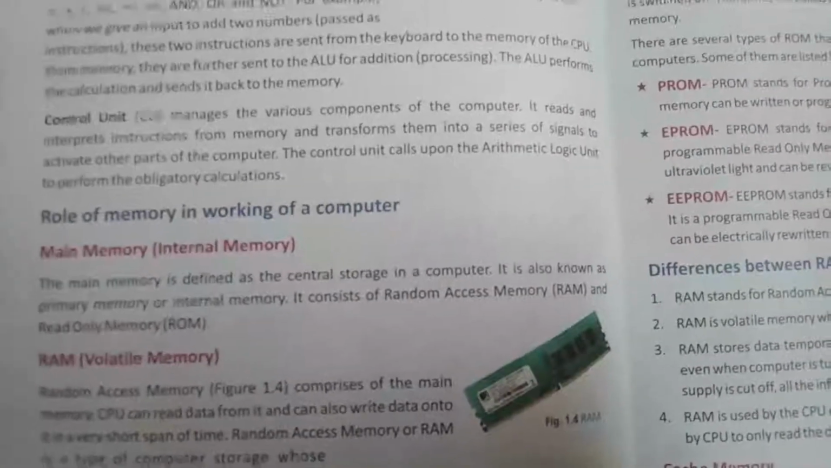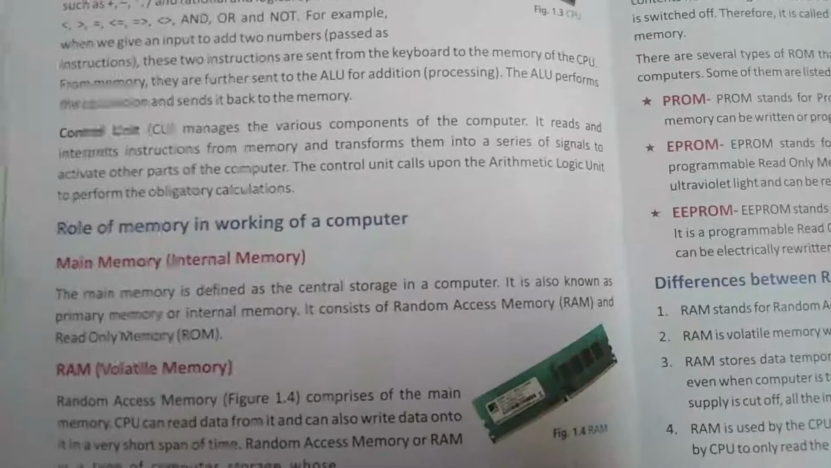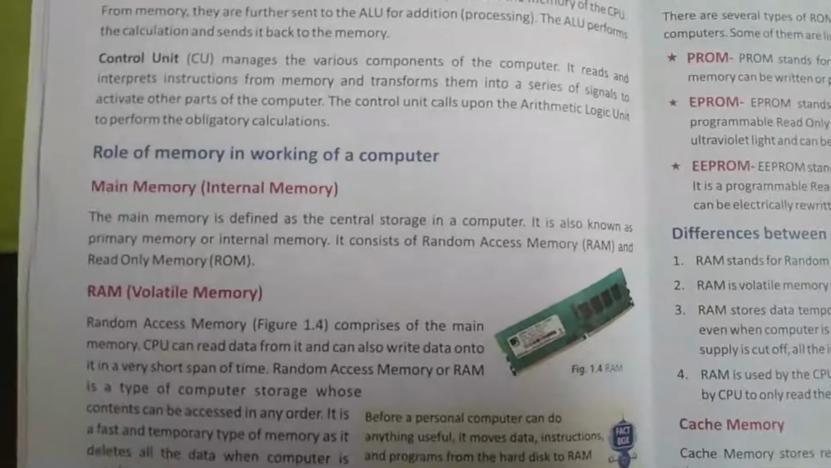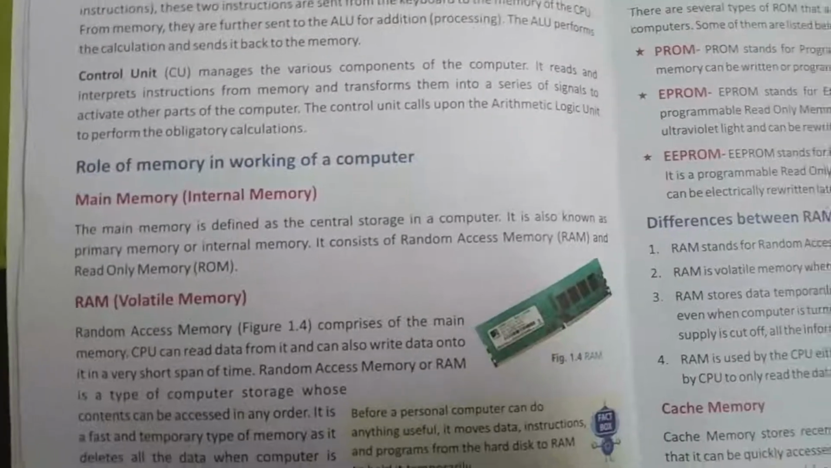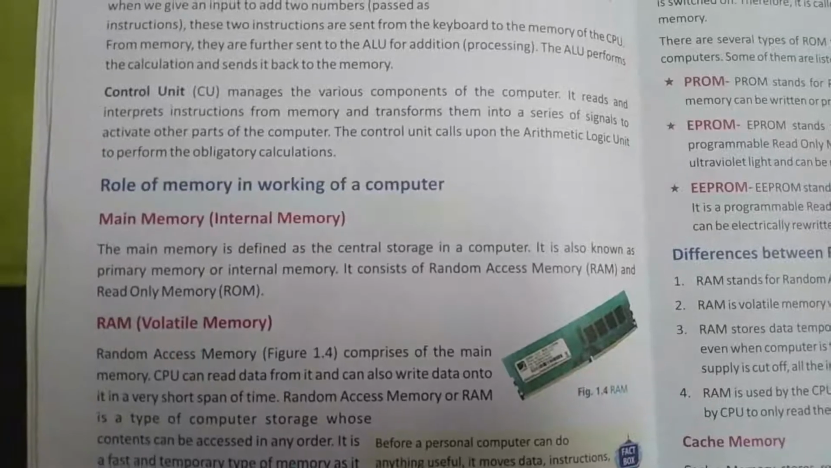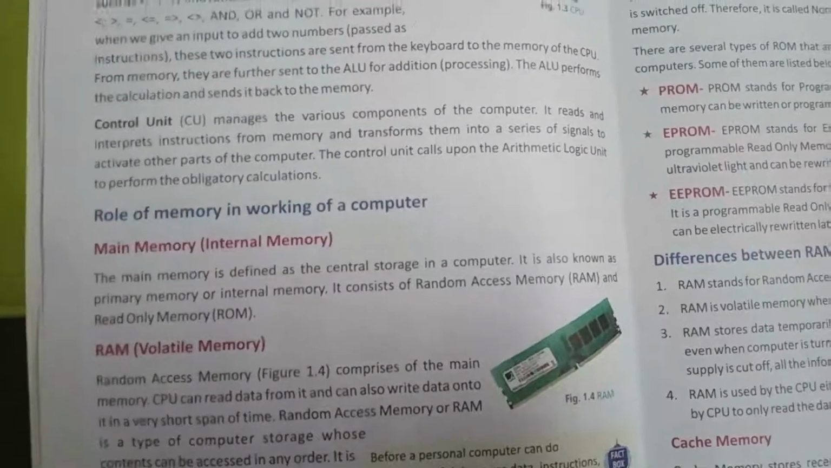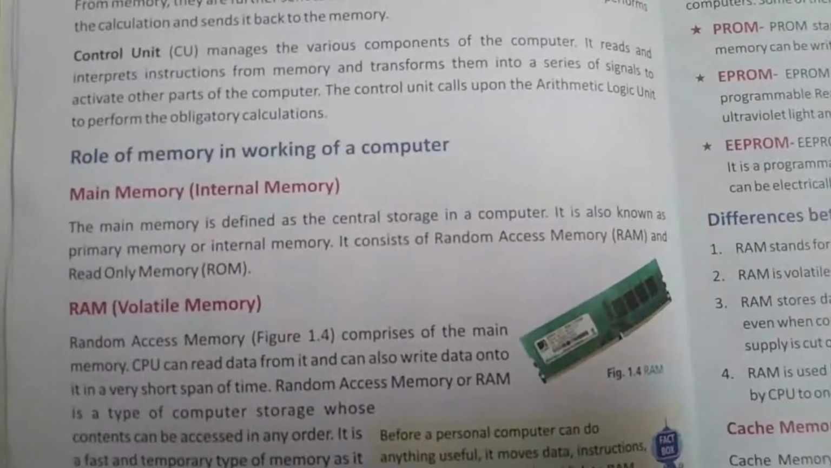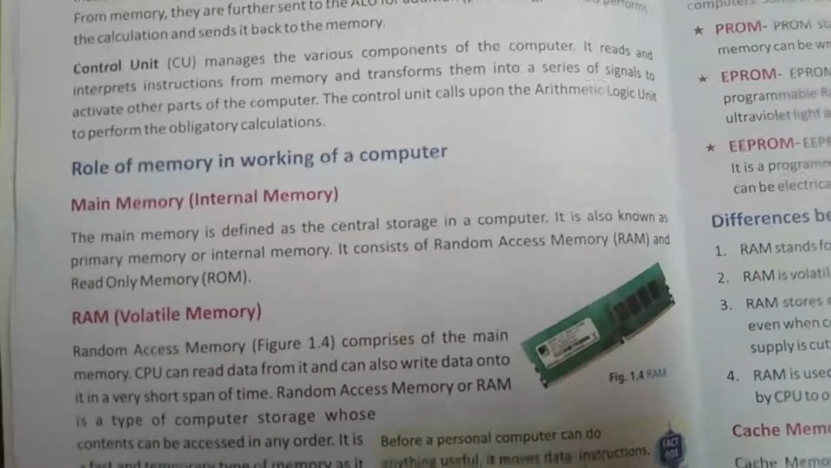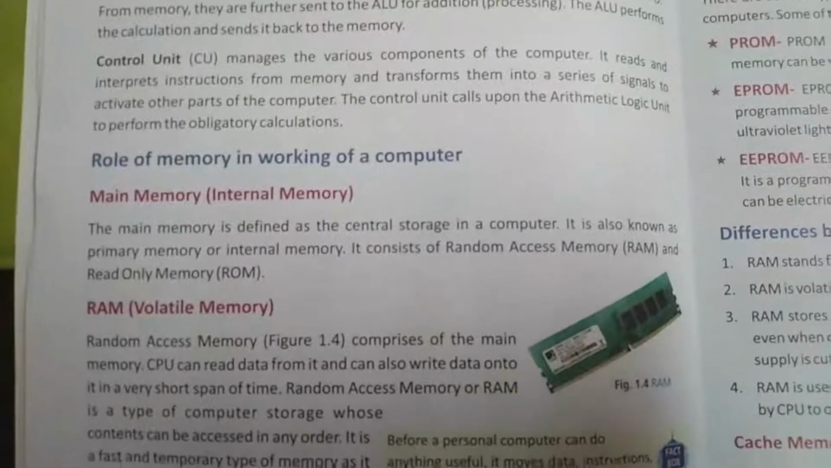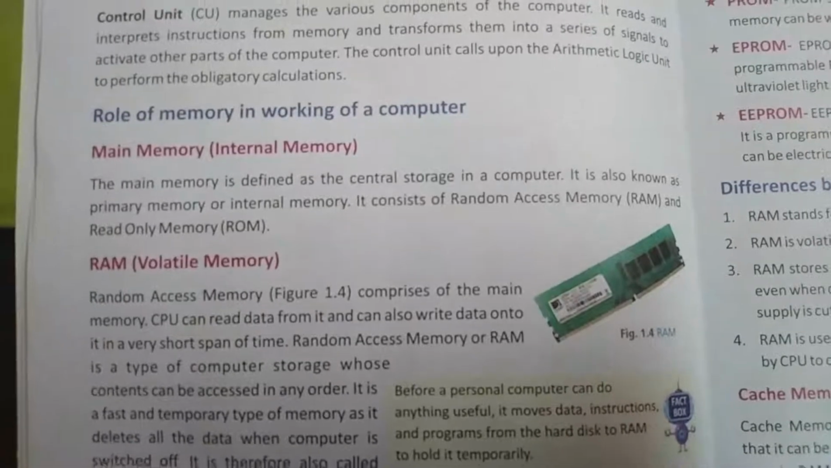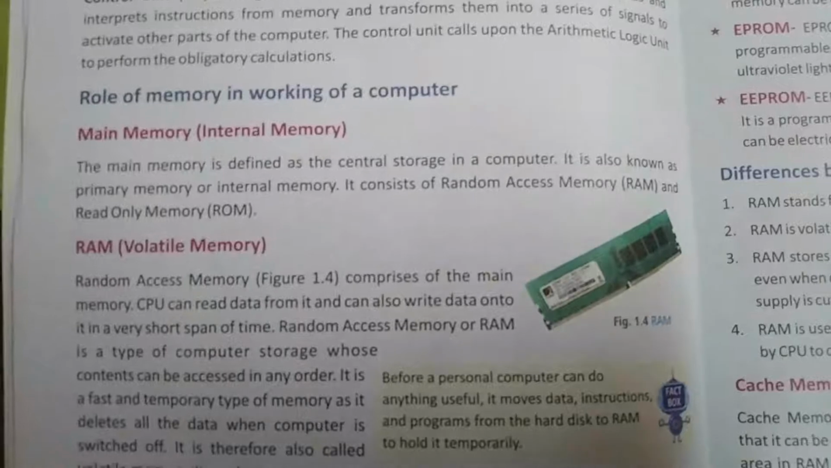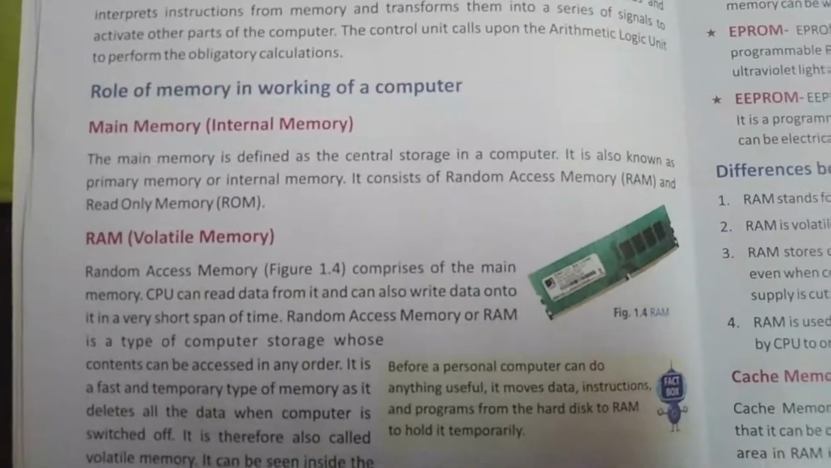Then moving on to the next one, the role of memory in the working of a computer. The role of memory means we have a lot of memory, like main memory. Main memory is defined as the central storage in a computer. It is also known as primary memory or internal memory. It consists of random access memory, or RAM, and read-only memory, ROM.